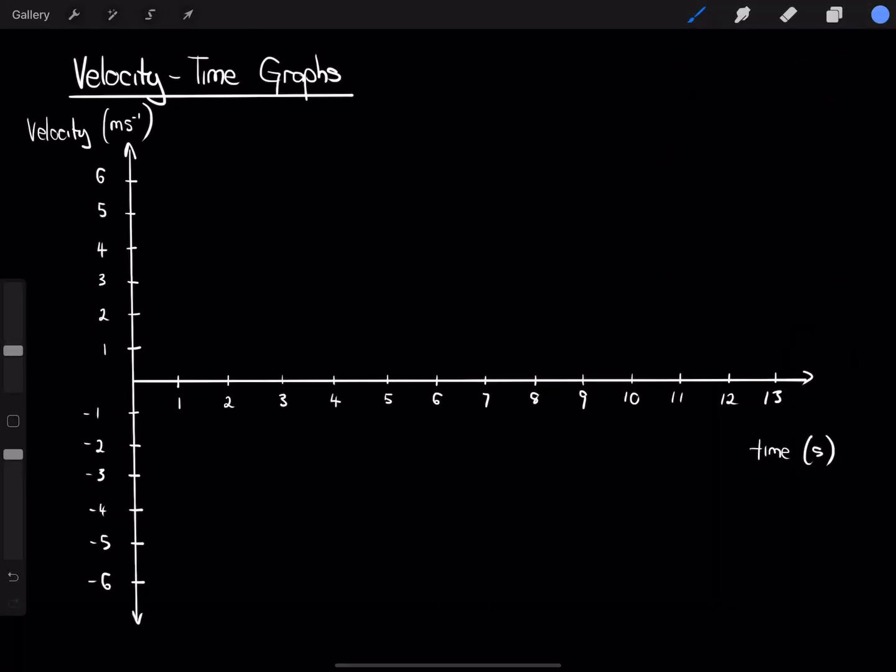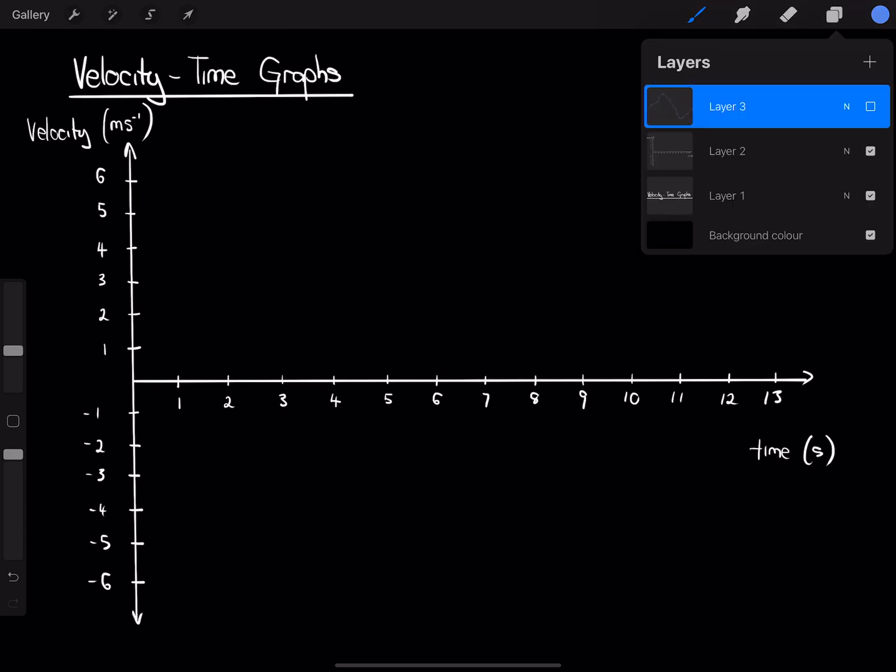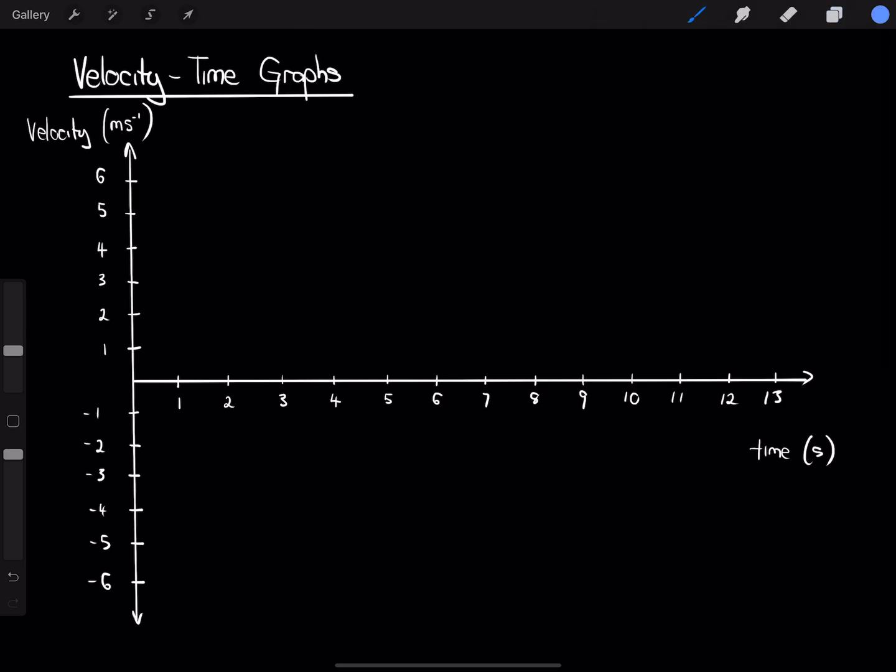Hey, this screencast is about velocity time graphs. Alright, so we've already had a look at displacement time graphs, where it's the position of the object which is on the vertical axis. But in this case with velocity time graphs, it's the velocity that is on the vertical axis. And notice that our units here are ms to the negative 1, and that's just another way of writing meters per second. So ms to the negative 1 is the same as meters per second.